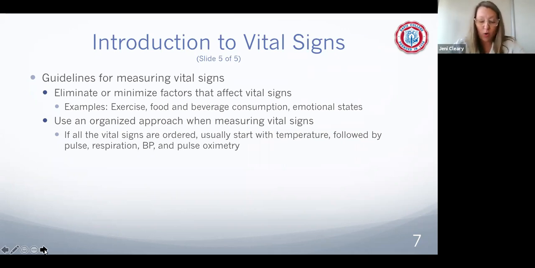You're going to use an organized approach when measuring vital signs. If all the vital signs are ordered, usually start with temperature, follow up with pulse, respiration, blood pressure, and pulse oximetry if it is ordered. If a patient comes into the office and they do have a respiratory issue, or an illness that is a chronic illness, you are always going to want to use the pulse oximetry on them.